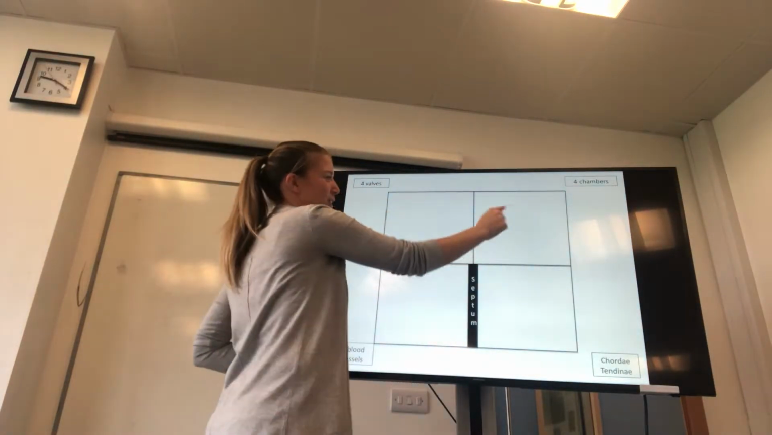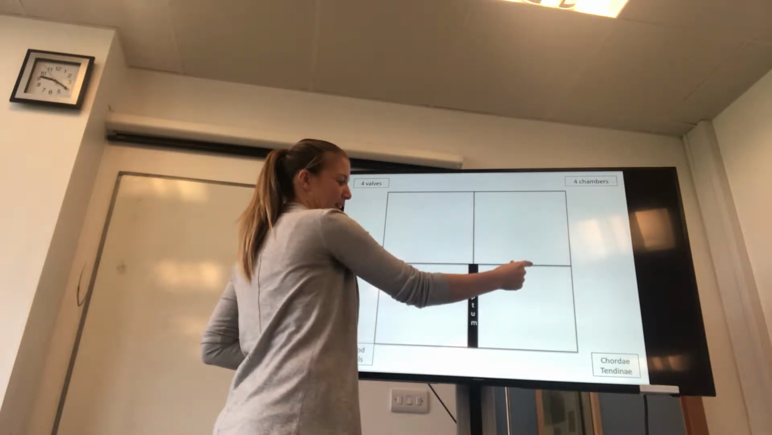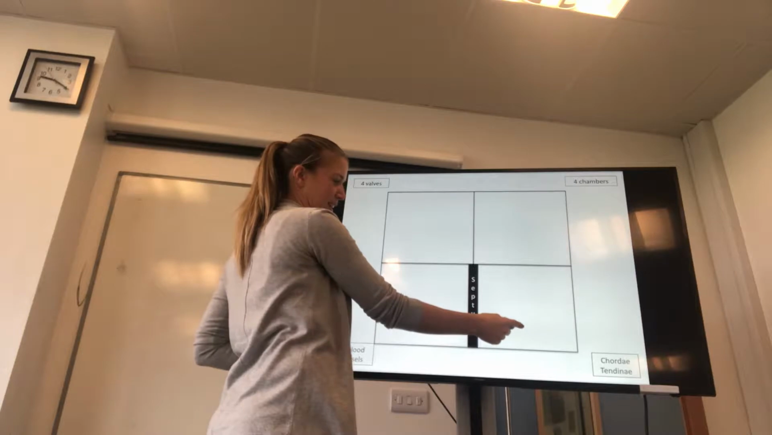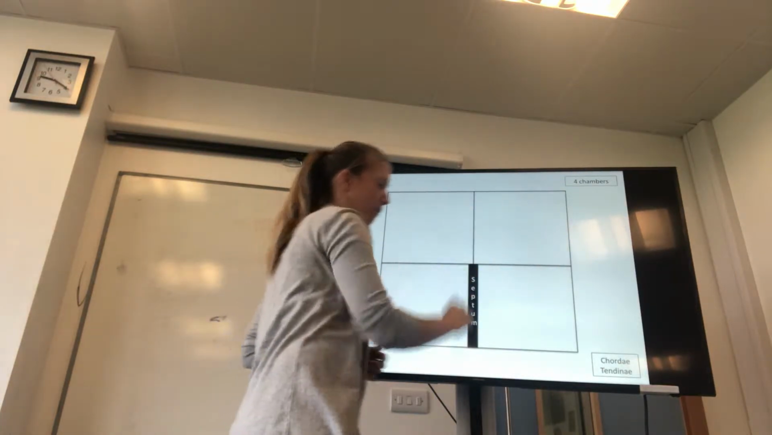And it comes into the left atrium, goes through the bicuspid valve, gets into the left ventricle, and leaves through the aortic valve through the aorta. Perfect.